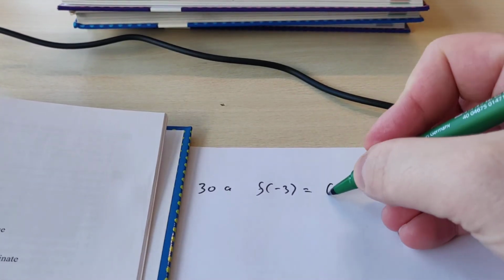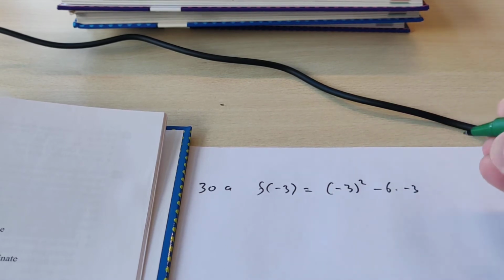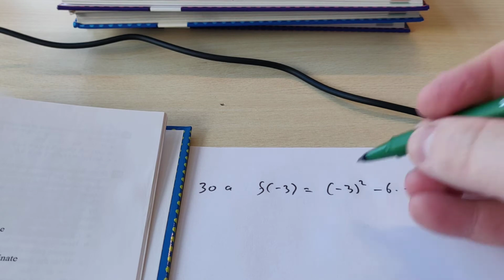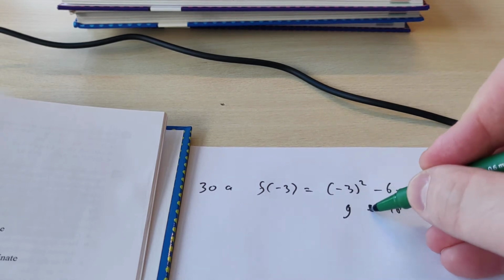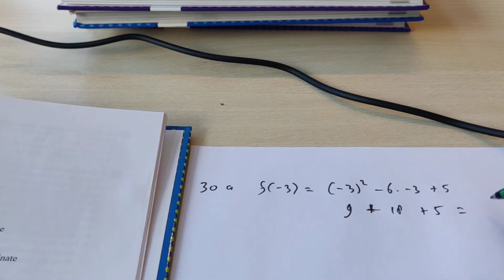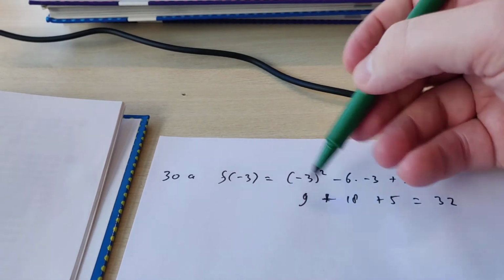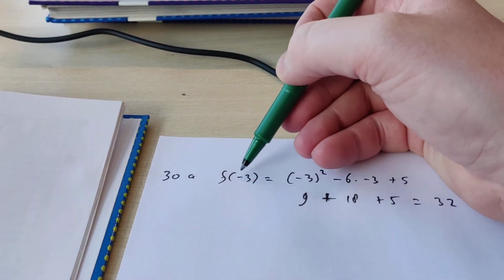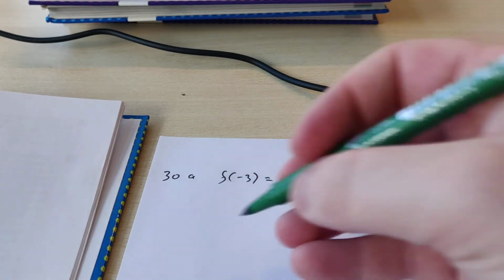So what we're going to do is (-3)², and then -6 times -3, and then plus 5. Now if you calculate that, you get 9, and this is going to be plus 18, because negative times negative is positive, and then plus 5. Now if you calculate this, you get 32. So this is how you calculate the outcome if you know what the x is, right? So f and then in brackets a number means that that number is x.